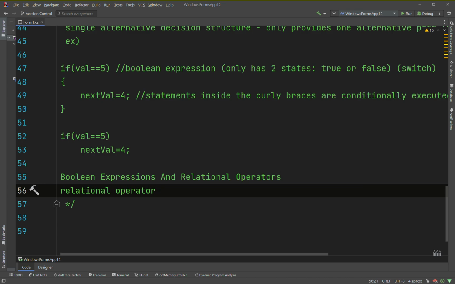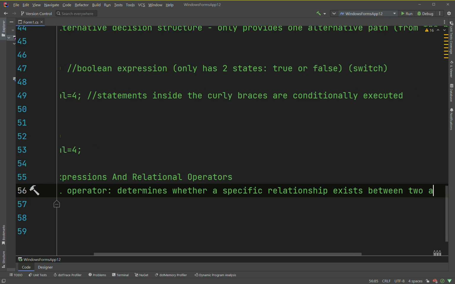So a relational operator determines whether a specific relationship exists between two values.